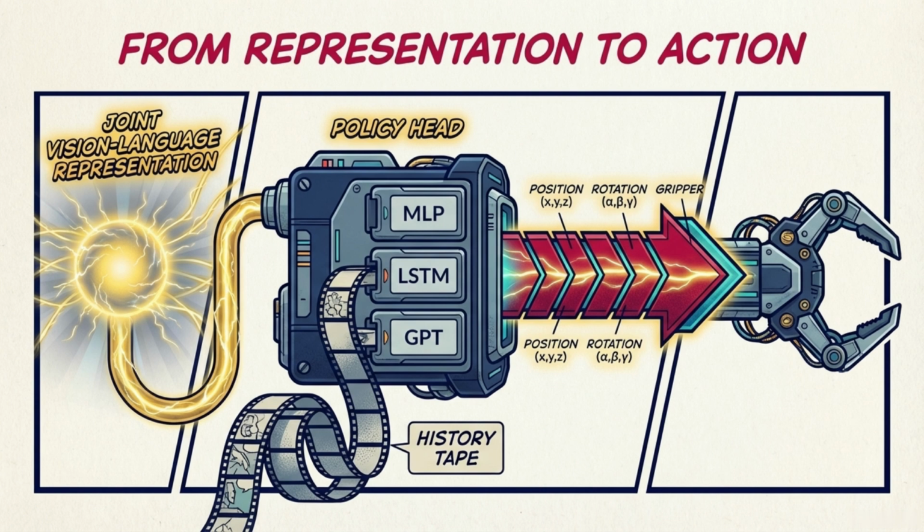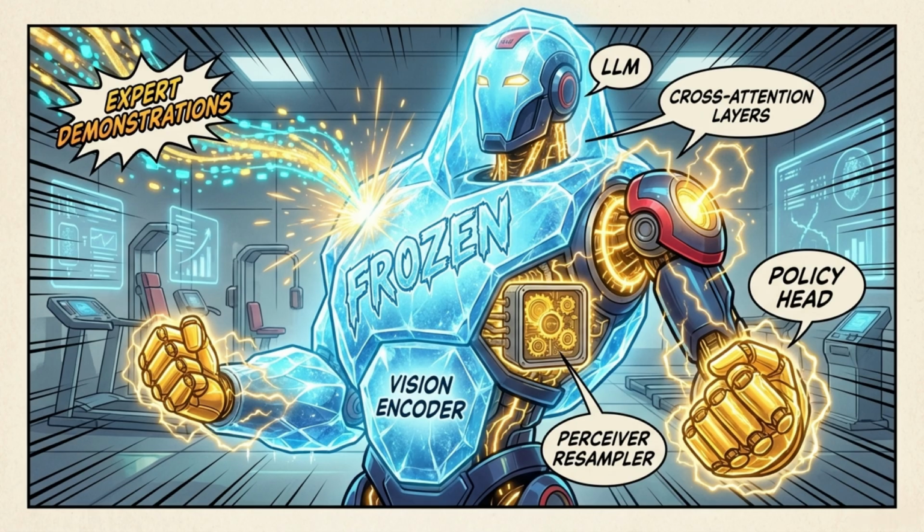RoboFlamingo experiments with several architectures, from simple multi-layer perceptrons to LSTM networks and GPT-style transformers. Temporal modeling proves crucial, as robot manipulation requires understanding what happened before, not just what's happening in the current moment. The policy head outputs a 7-degree of freedom action, 3 dimensions for position change, 3 for rotation change, and 1 for gripper state. Training is remarkably efficient.